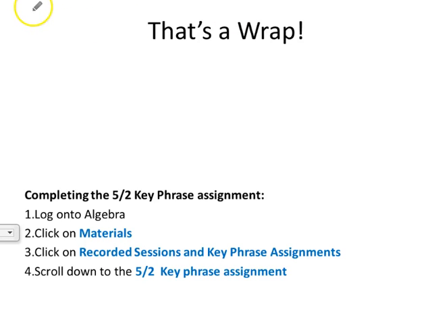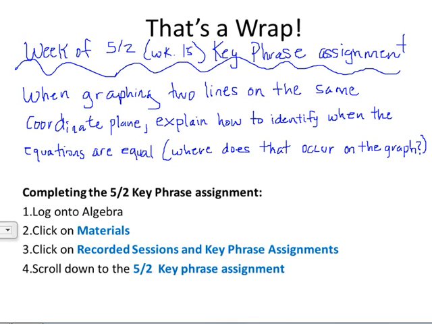That's a wrap, so let me put up your key phrase assignment. Alrighty, so this week in the recording we looked at how we can graph two equations on the same coordinate plane. And in our case, we graphed two deals to the amusement park. And one of the questions I asked you was to determine when the cost of each deal to the amusement park is going to be the same.